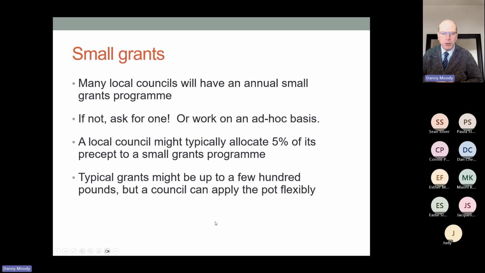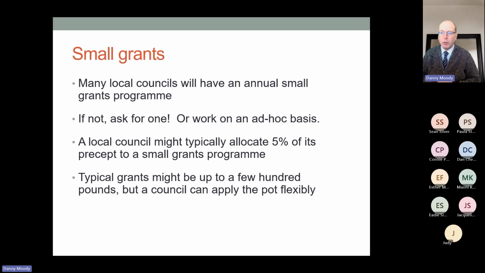So let's just look at small grants in slightly more detail. Many local councils will have an annual small grants programme. Not every single one, but many of them will, and typically it works on an annual basis. There'll be some kind of application process and application deadlines, and the council will consider the applications received typically on an annual basis. That's more common than having something on a rolling basis.